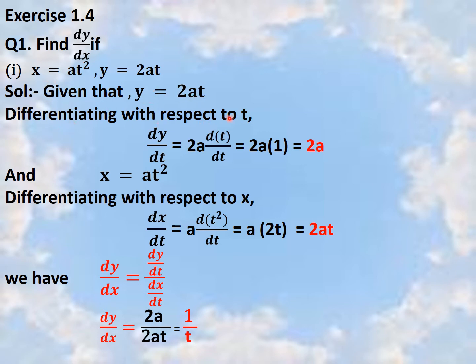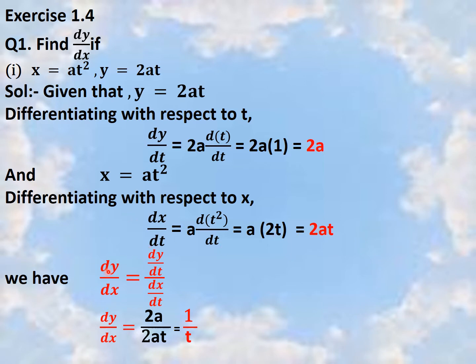Differentiating with respect to t, dy by dt is equal to 2a into derivative of t, which is 1. So you will get 2a. dy by dt is equal to 2a. Now consider the x. x is equal to at square. So again differentiate with respect to the variable t here, the parameter. dx by dt is equal to a into d(t square) by dt. That means derivative of t square with respect to t is 2t. That is just like x square with respect to x. So 2at is dx upon dt.